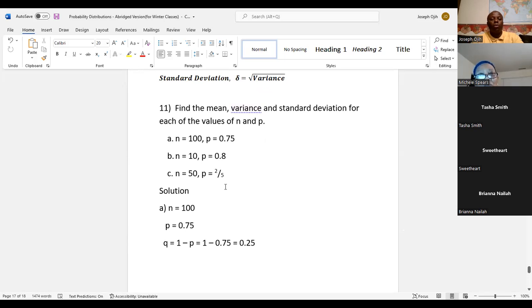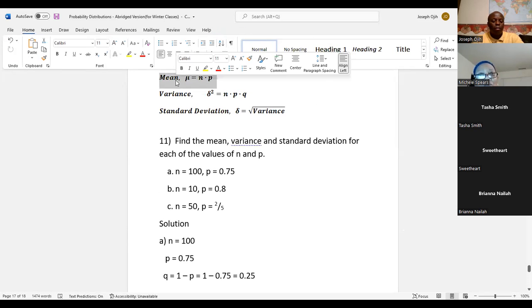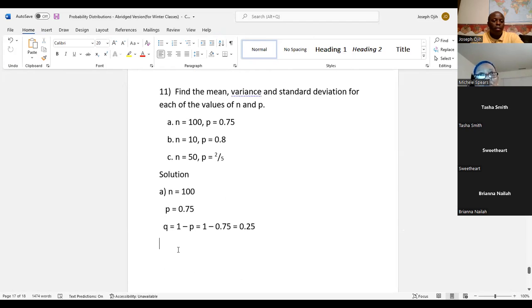So mean equals, that's the formula right here. I'm going to copy it. The mean equals n times p, which is, okay, make it big. And our n is 100, so we have 100 times, and our p is 0.75. You can verify this. If you multiply 100 by 0.75, it gives you 75 even. You can check it with your calculator.